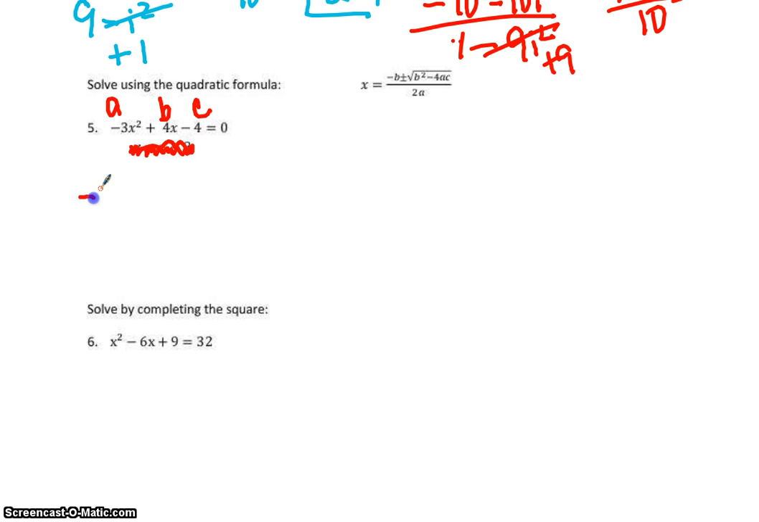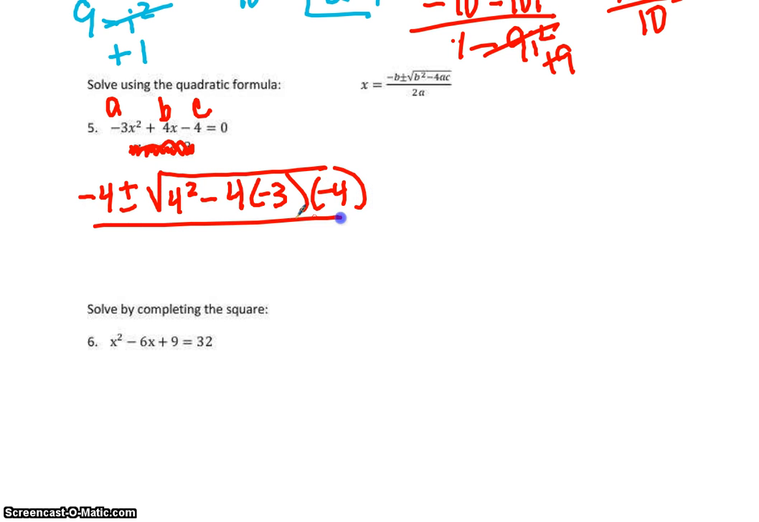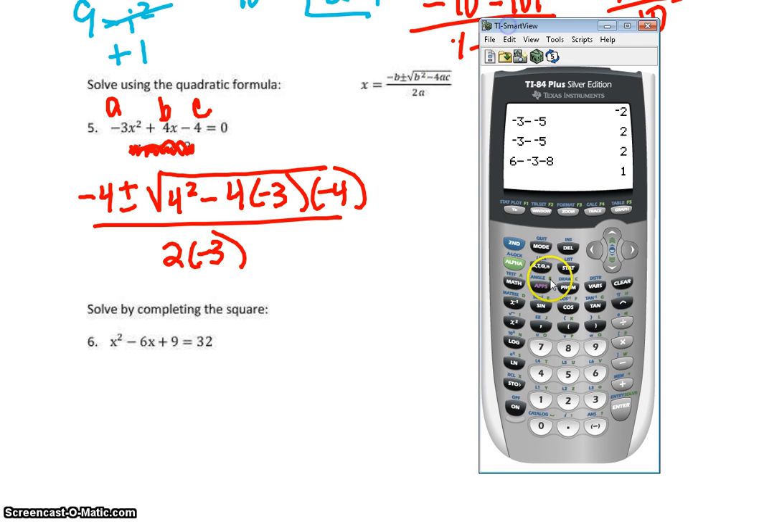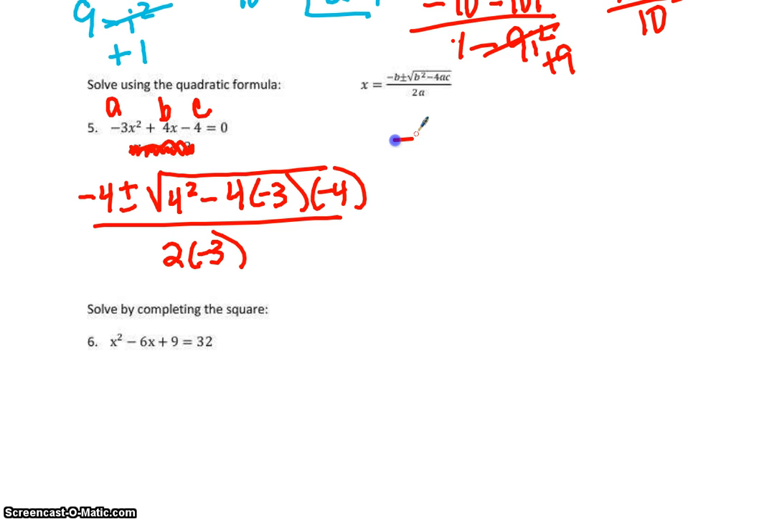So negative b means -4 plus or minus the square root of b squared, so 4 squared minus 4 times a, which is -3, times c, which is -4, and it's all over 2 times a, which is -3. Do what's under the square root first, just what's under the square root. So you're going to say 4 squared minus 4 times -3 times -4, and we get a -32. So this becomes -4 plus or minus the square root of -32 all over 2 times -3 is -6.